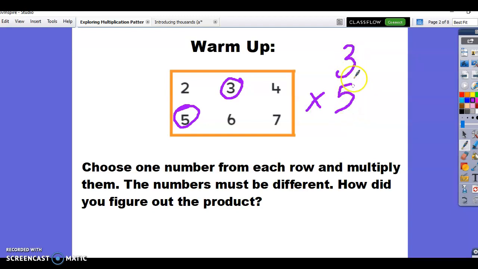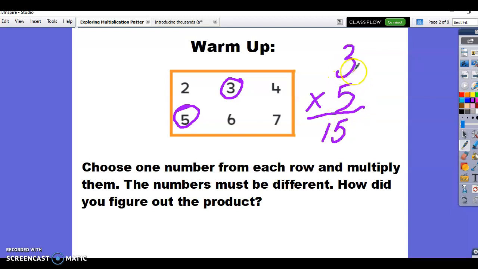Remember these vocabulary terms. 3 is a factor and 5 is a factor. When you multiply them together, you get a product, and it's 15. So how did I get this answer? Well, if I skip count by 5s 3 times, I go 5, 10, 15. So it is 3 groups of 5, which was that vocabulary that we talked about last week, groups of and how many are in each group.